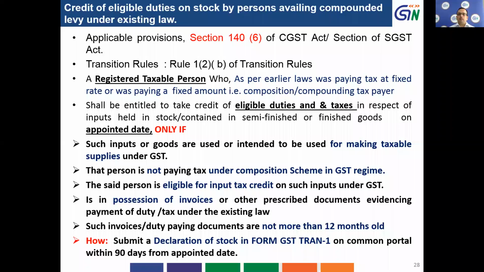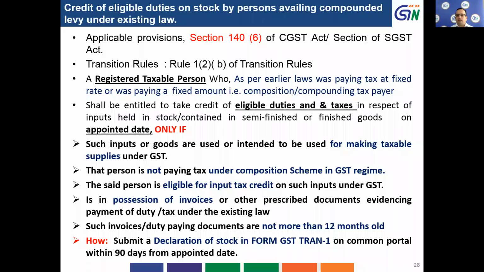Then that person is eligible for input tax credit on such inputs under GST, and he is in possession of an invoice or other prescribed documents for taking such credit, and that invoice should not be more than 12 months old. So these are the conditions under which a person who was availing a compounded levy under the existing law can actually avail credit in this manner. He has to again submit a declaration in form GSTR Tran 1 on the common portal within 90 days of the appointed date.